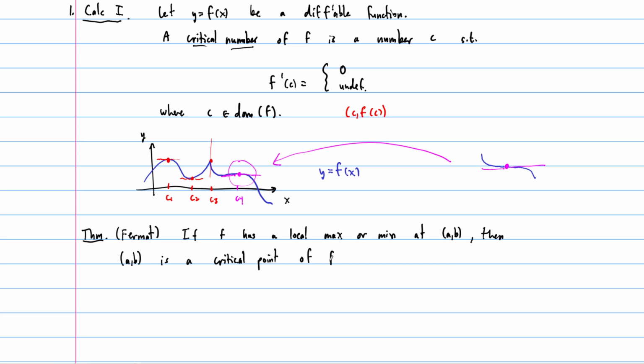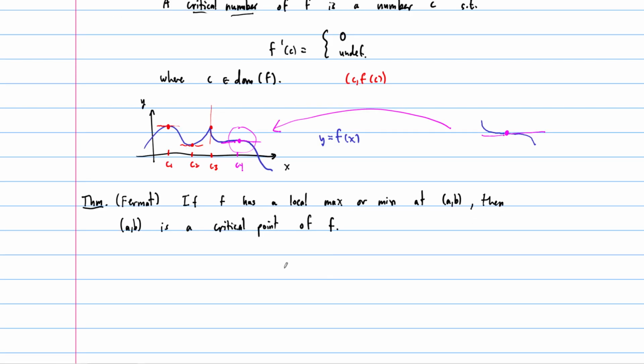A critical point of f. All right, so this is Fermat's theorem. What this says then is that if we're trying to locate the local max and min points of our function, then we can look for the critical points. We still then have to check whether they're max, min, or neither, right?